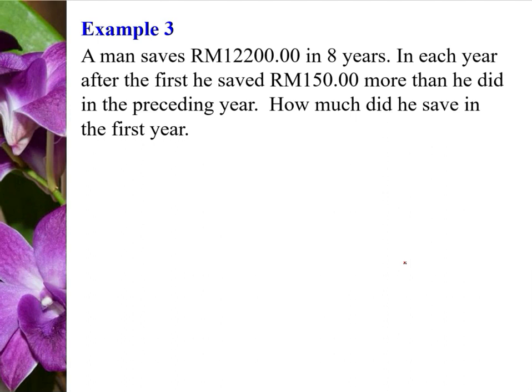Example 3. A man saves 12,200 ringgit in 8 years. In each year after the first, he saved 150 ringgit more than he did in the preceding year.